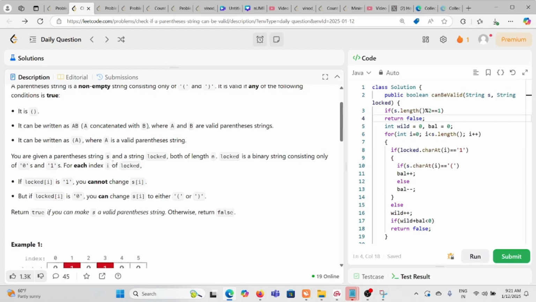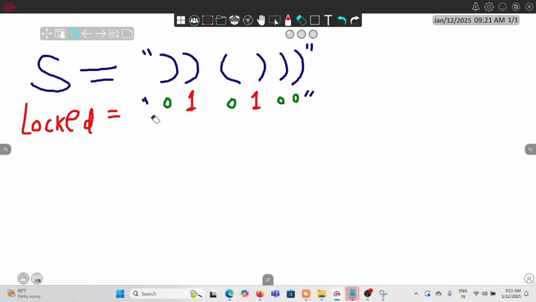So locked and s are both of the same length, but locked has 0s and 1s. For example, you can see it here. This is our string s and this is locked. Locked has 0 or 1. This is the string and we want to make it balanced. Right now it is not balanced, right? But wherever we have a 0 at an index, this indicates that at that index we can change the parenthesis. For example, here if I change this parenthesis like this, and wherever it is 1 we cannot change the corresponding one.